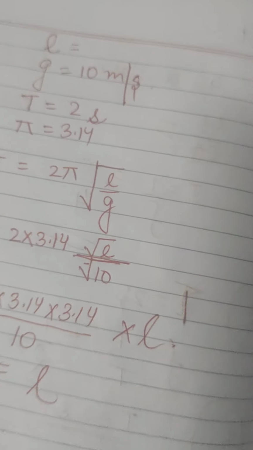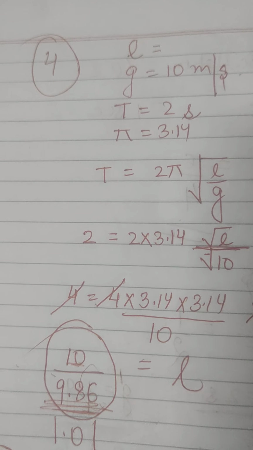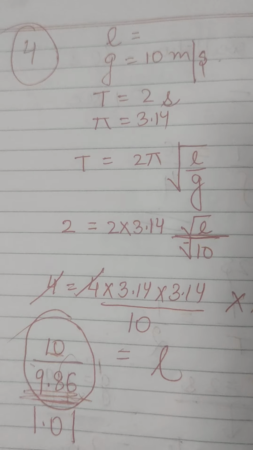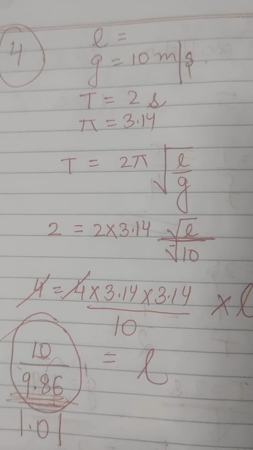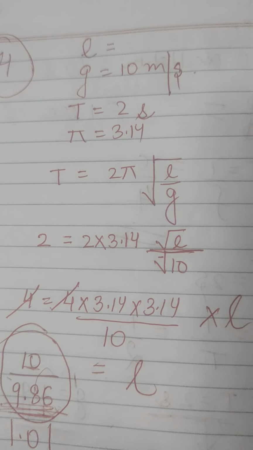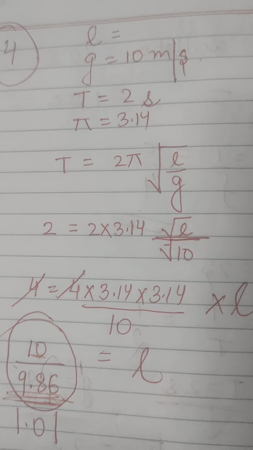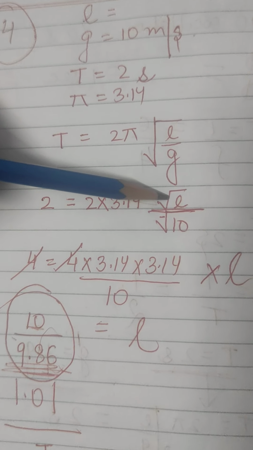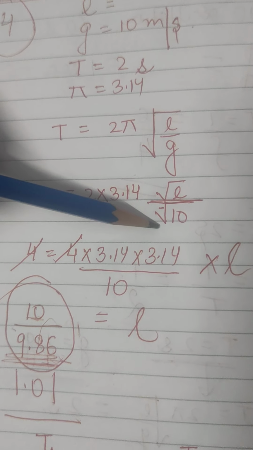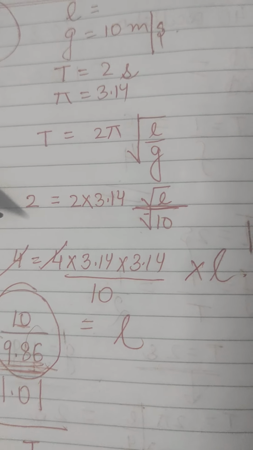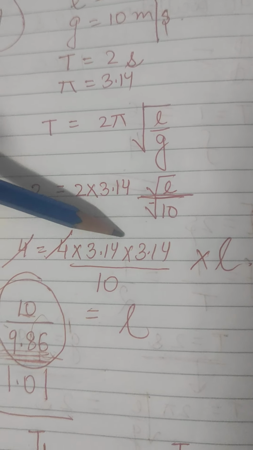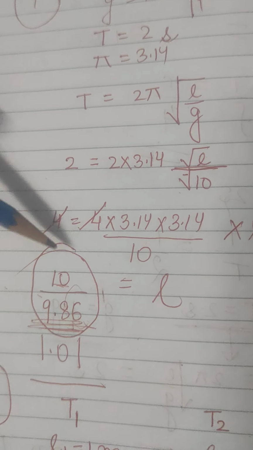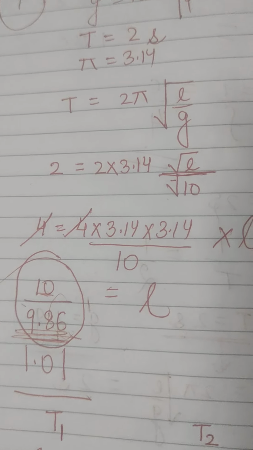The next question, the fourth question. You have to find the length of the seconds pendulum, where g is given to you, pi is also given to you. Again we know the relationship, T is equal to 2 pi under the root L upon g. So putting down all the values, pi value is 3.14, L you have to find out, g value is given to you, that is 10. So squaring on both sides, when you divide all the values, you will get the value of L.